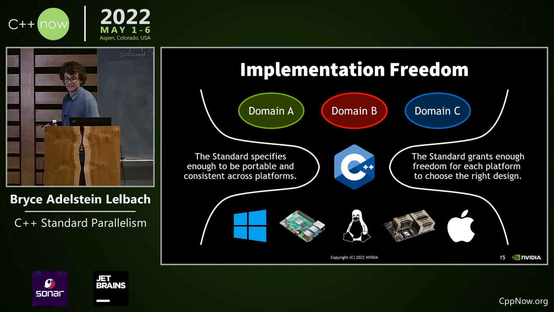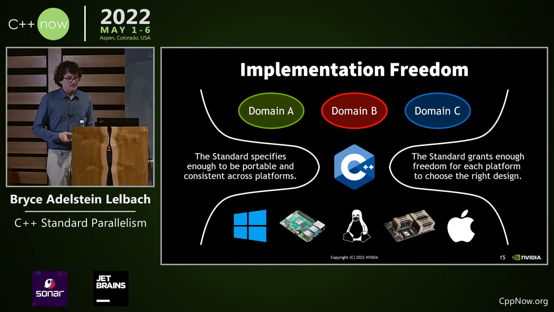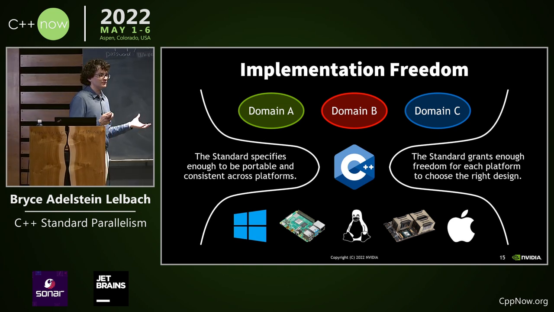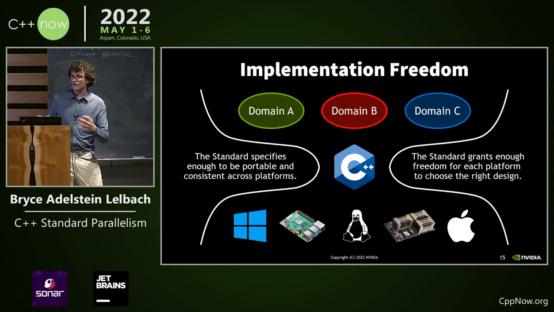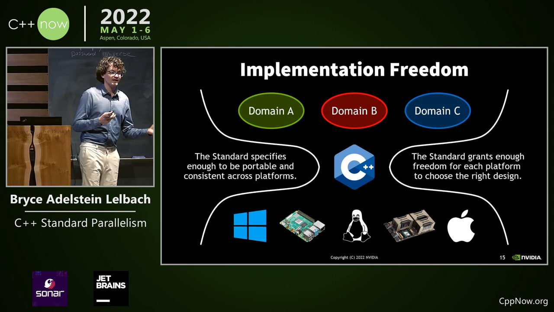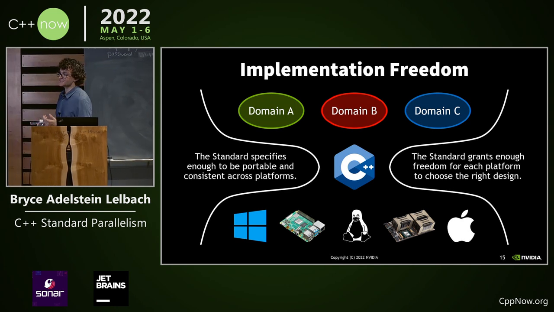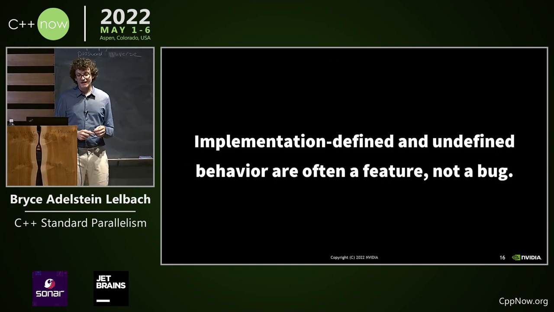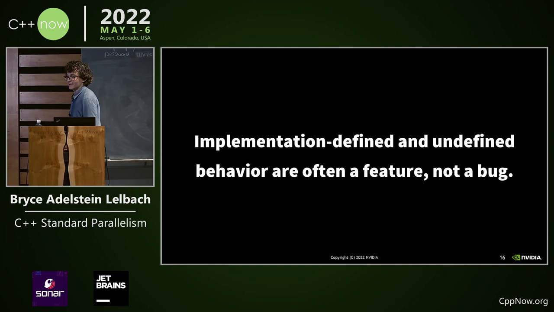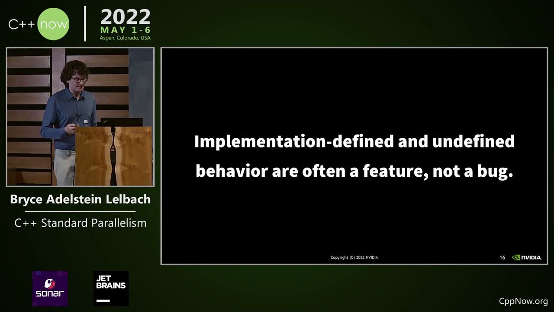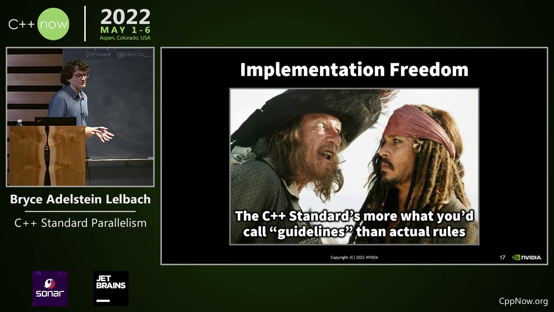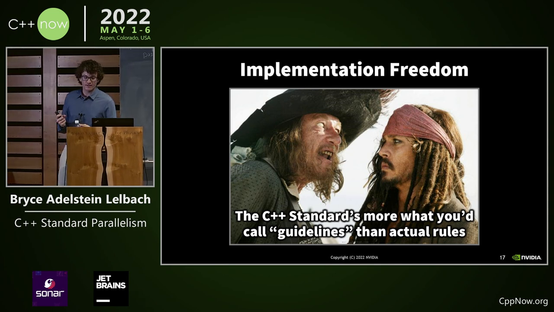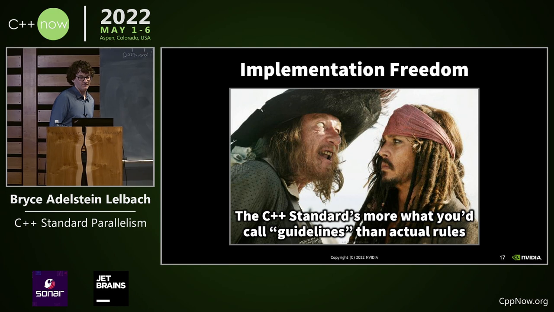If we tried to specify everything and didn't leave room for implementation freedom, C++ would be less portable, not more portable. That seems counterintuitive, because if you specify more, you'd think it would become more portable, but that would mean there would be fewer platforms that could actually implement C++. It would also likely make C++ less performant. So I will argue that implementation-defined and undefined behavior are often a feature, not a bug. And as I said in my C++Now keynote last year, the C++ standard is more what you'd call guidelines than actual rules. And that's what allows C++ to be portable and performant on so many platforms and environments.